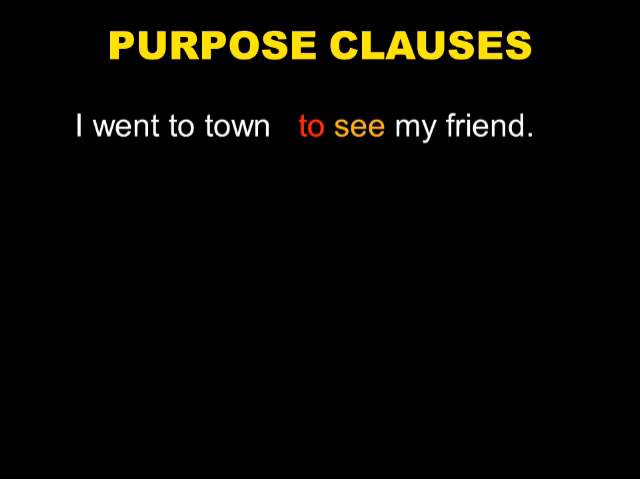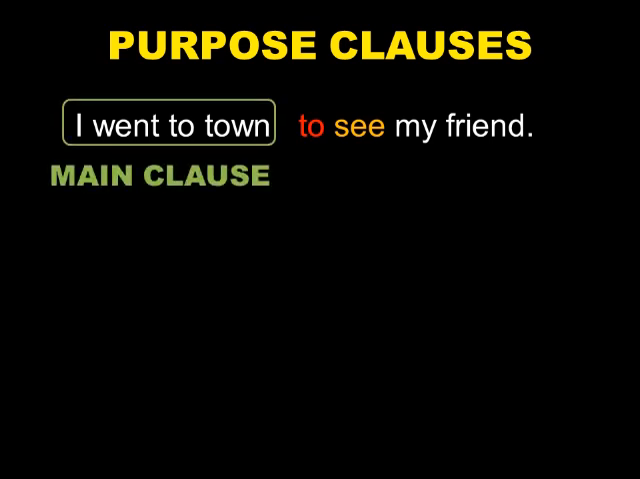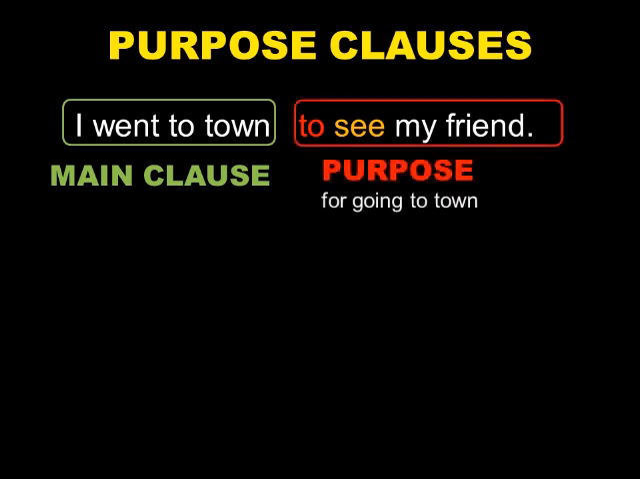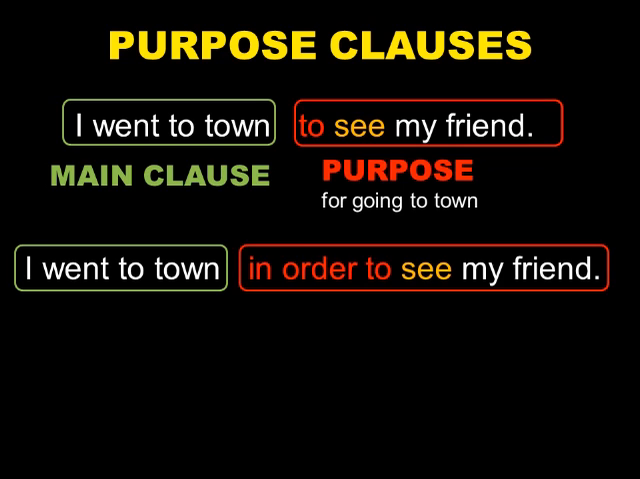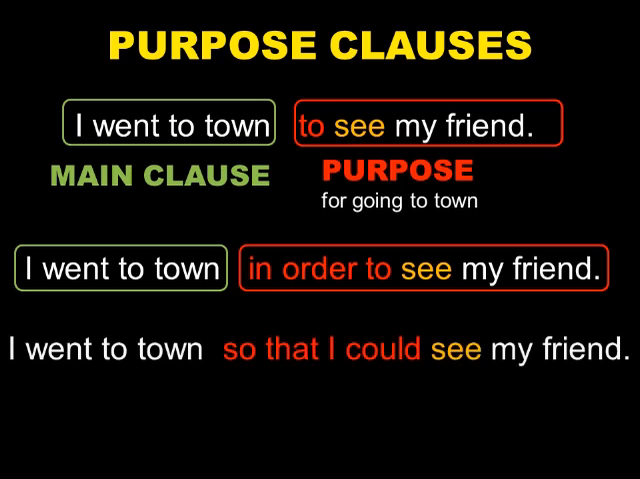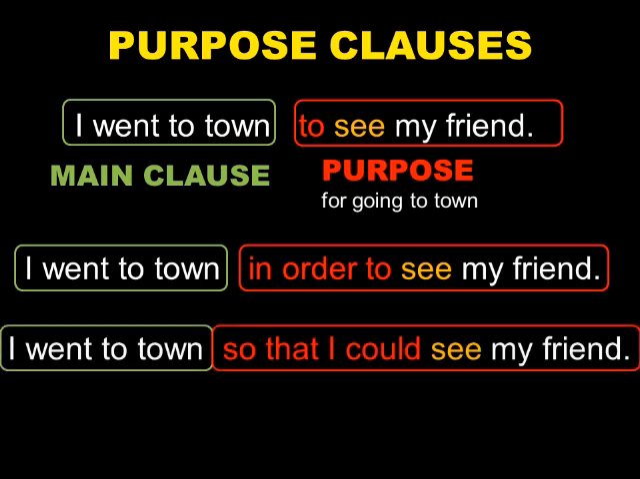In this sentence, we can see the main action that happened is that I went to town. This is called the main clause. Then, the to see my friend part tells us my purpose in going to town. We have other ways to say this in English. We can say, I went to town in order to see my friend, where the words in order to tell us it is a purpose. Or, we can say, I went to town so that I could see my friend, and the words so that tell us it is a purpose.